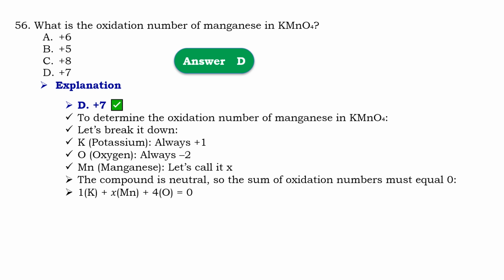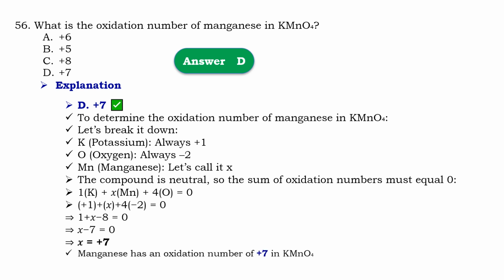Since the compound is neutral, the sum of their oxidation numbers must be 0. So 1 for potassium plus X for manganese plus 4 oxygens gives 0. So 1 plus X plus 4 times negative 2 is equal to 0. That means 1 plus X minus 8 is equal to 0. From this we derive X minus 7 is equal to 0. So X is equal to positive 7.